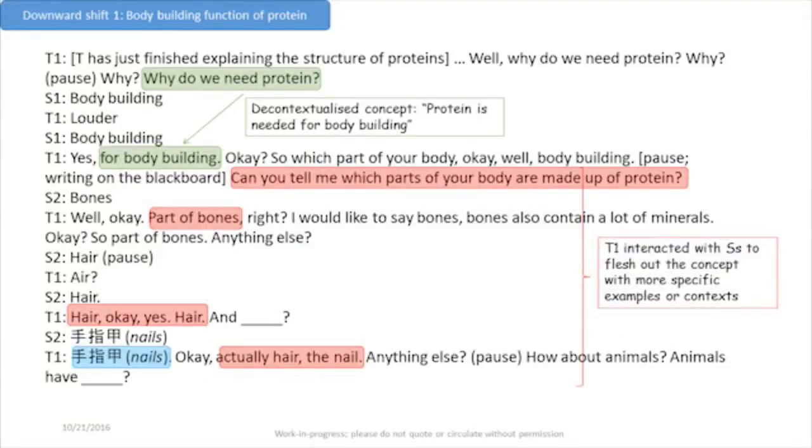And then a student says, bones. Well, okay, part of bones, right? I would like to say bones. Bones also contain a lot of minerals, okay? So part of bones. Anything else? And the student comes up with hair. Now, all these are everyday words, not particularly technical. Hair. Okay, yes, hair.